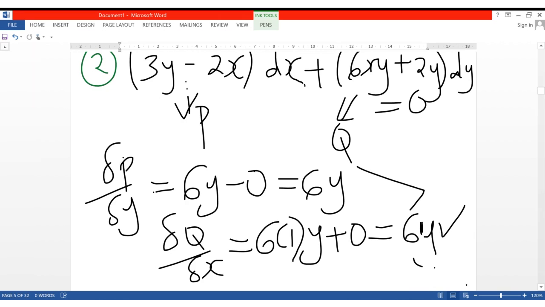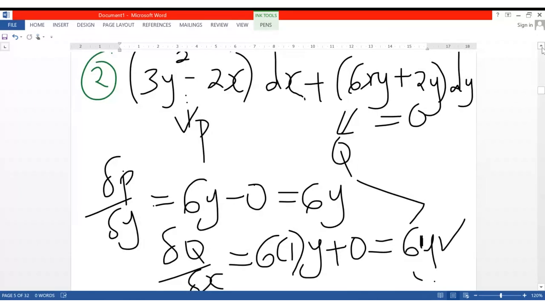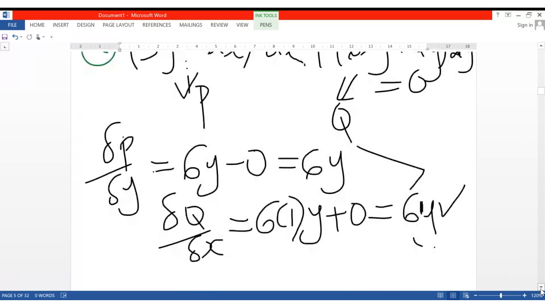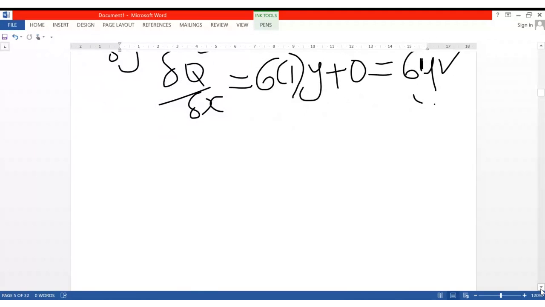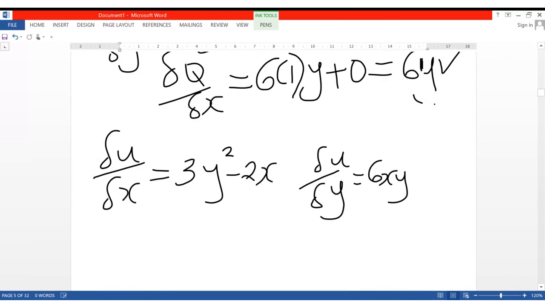Now, after checking that it is exact, I can easily call my p the partial u, partial x, and then I'll call the other one partial u, partial y. So I'll have those two equations, and then I'll deal with one first until I get what I want. So I'll call partial u, partial x, my p there. I know you cannot see it, but it was given by this one. My p was given by 3y squared minus 2x. And then my partial u, partial y, the q, was given by 6xy plus 2y.